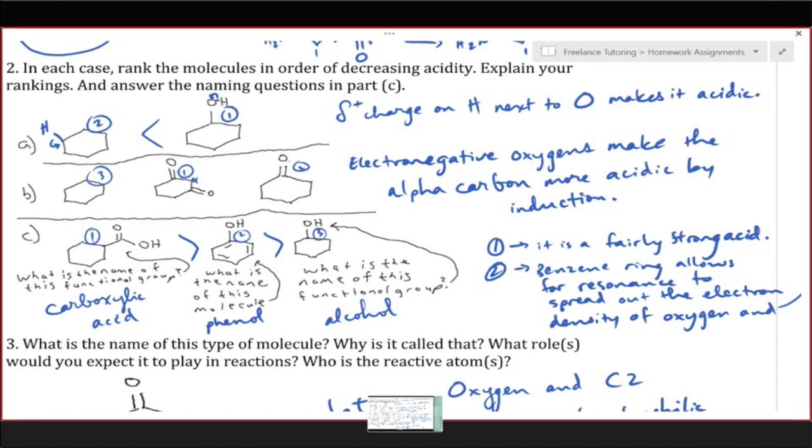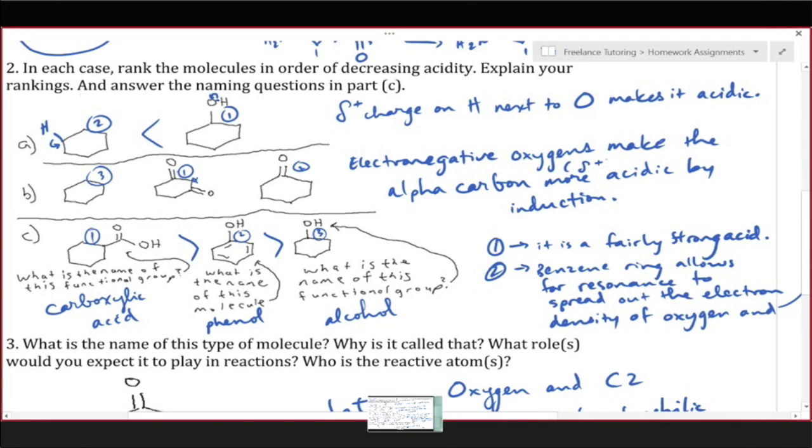So that's the one thing that was left out of your explanation here. You didn't quite say how the electronegative oxygens make the alpha carbon more acidic. So you might have said the electronegative oxygens make the alpha carbons delta positive by induction. That might have been a little bit better. And when something has a positive charge, does that make it more acidic or more basic? More acidic. That's right. That's something we've talked about quite a bit.